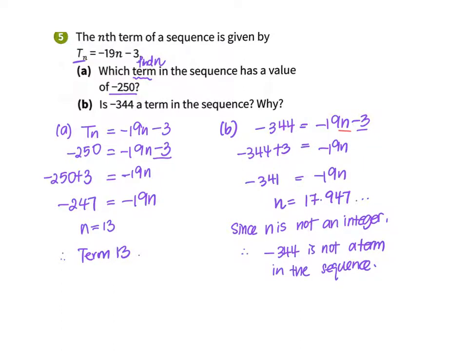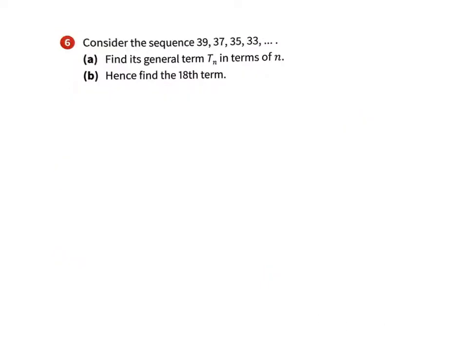Have you gotten the answer? Question number 6. Consider the following sequence. We have the first term to be 39, and then after which we notice that it drops by a certain number to become 37, and then 35, and then 33. This means I have a common difference of, I'm doing a subtraction of 2.